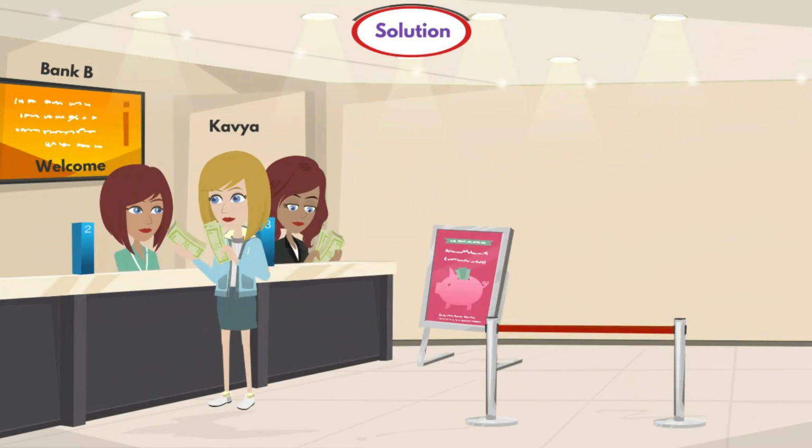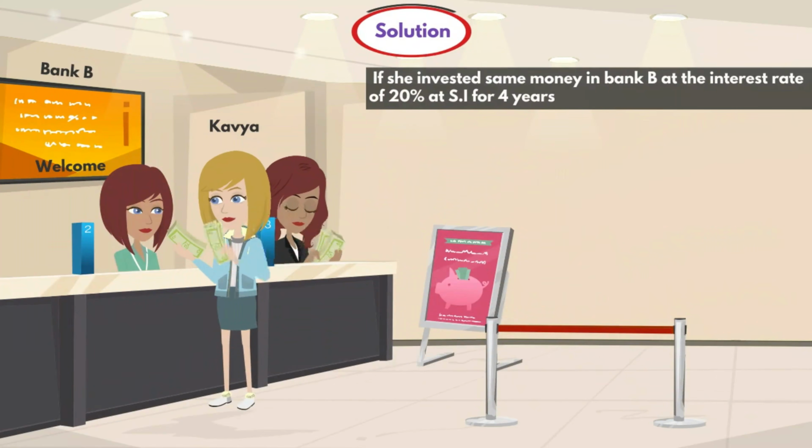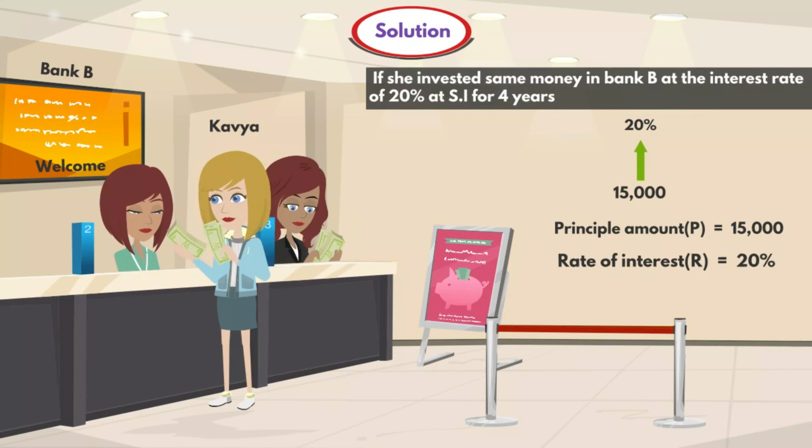And in the next statement they given that if she invested the same money in Bank B at the interest rate of 20% at simple interest for 4 years. So here she invested the same money in Bank B at the interest rate of 20% at simple interest for 4 years. Here principal amount P is 15,000 rupees. Rate of interest R is 20%. Time T is 4 years.